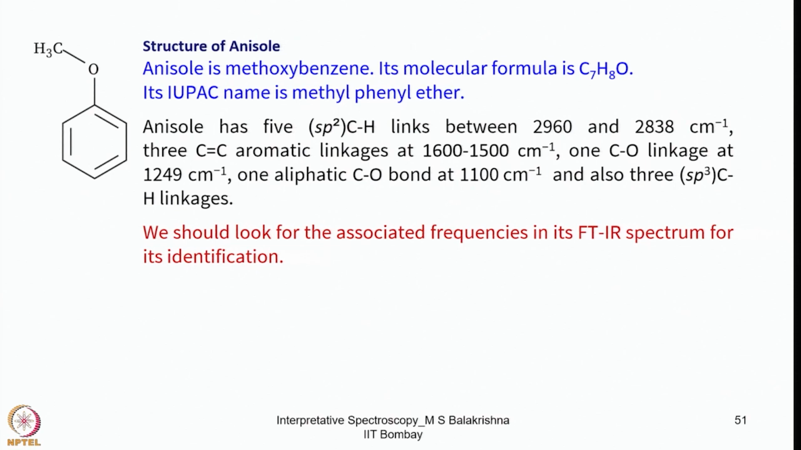Then let's look into the structure of anisole now. Anisole is methoxybenzene. Its molecular formula is C7H8O. Anisole has 5 sp2 CH linkages. So here 1, 2, 3, 4, 5 sp2 CH linkages are there, and they lie between 2960 to 2838 centimeter minus 1, and 3 C double bond C aromatic linkages are there between 1600 to 1500 centimeter minus 1. There is 1 aromatic CO linkage at 1249 centimeter minus 1, and 1 aliphatic CO bond at 1100 centimeter minus 1, and also 3 sp3 CH linkages here.